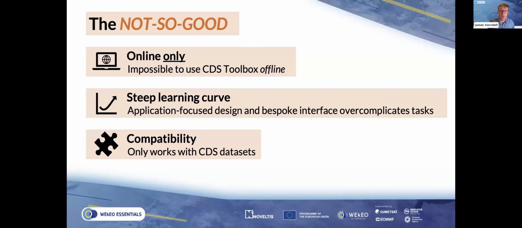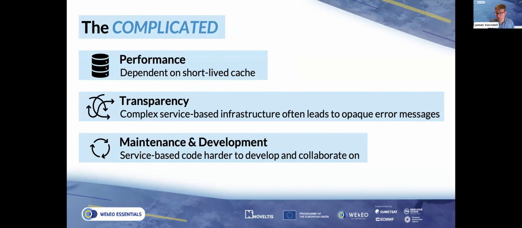And as far as compatibility is concerned, these tools only worked directly with datasets in the Climate Data Store. And then there were some slightly more complicated aspects as well. The performance was very dependent on a short-lived cache that we had in the Climate Data Store. Because, as I mentioned, these were service-based functions and tools, it was quite a complex infrastructure, and it often led to quite opaque error messages that were hard for users to debug. This also made it quite hard to maintain and develop the tools. If you wanted external collaborators to contribute tools, it was quite hard to understand the ecosystem and how it all worked because it was so bespoke.